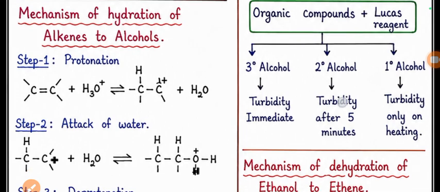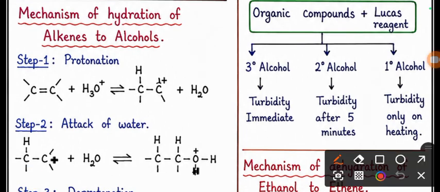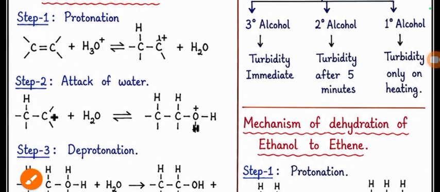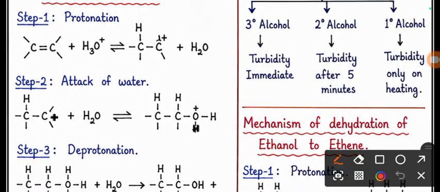Now come to a 3 marks very important mechanism, hydration of alkene to alcohol. It's a 3-step mechanism, very important for 3 marks. Let us see step 1. In step 1, there is a protonation of alkene. Protonation happens and forms carbocation, plus release of water.